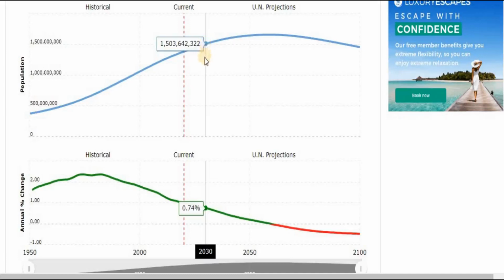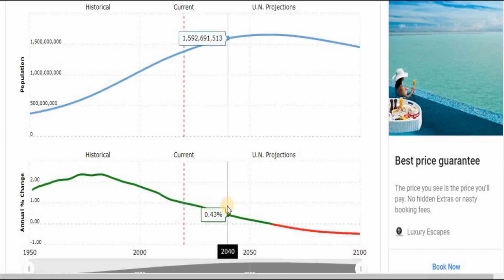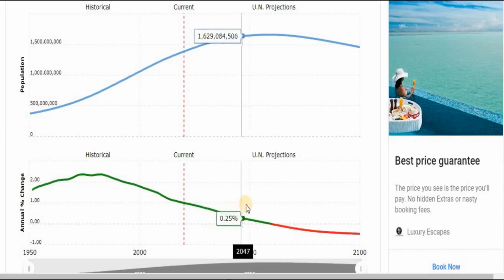But you can see the growth rate, the yellow line. The growth rate is only 0.74%, so the growth rate is slowly going down. Now look at 2040. In 2040, our Indian population will be 159 crore, but the growth rate is going down to 0.43. So our population is going to increase, but at a decreasing rate. And then in 2050, the population of India will be 163.9 crore, so 164 crore, but the growth rate has gone very down, 0.19% only.